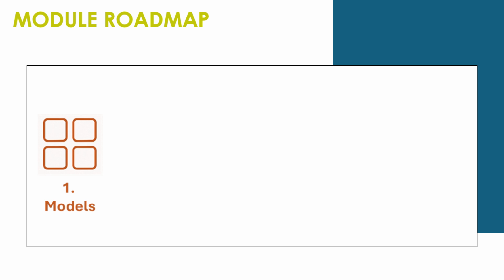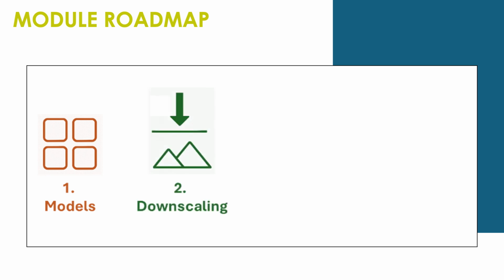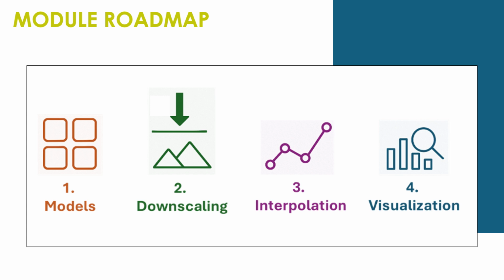In this module, we will explore the architecture of global and regional climate models, differentiate statistical from dynamical downscaling methods, examine spatial interpolation techniques, and conclude with best practices for visualizing and communicating downscaled data in the energy planning context.